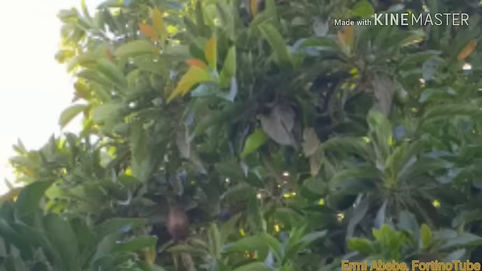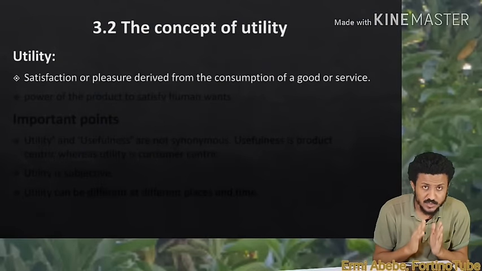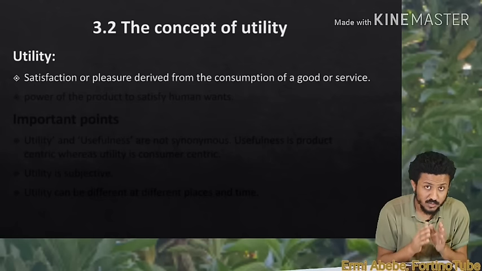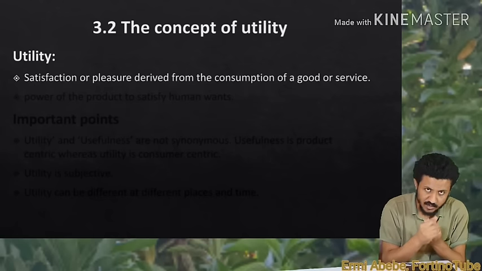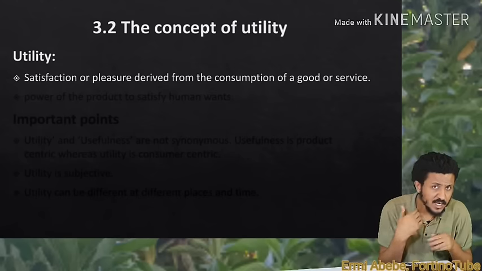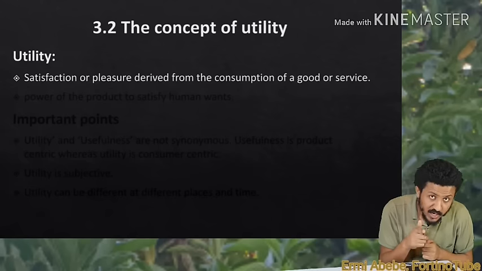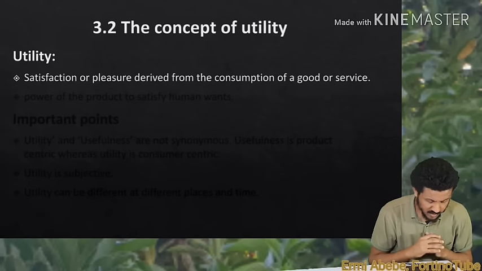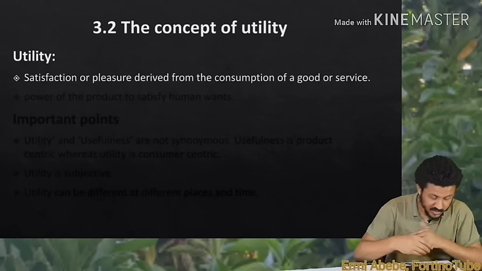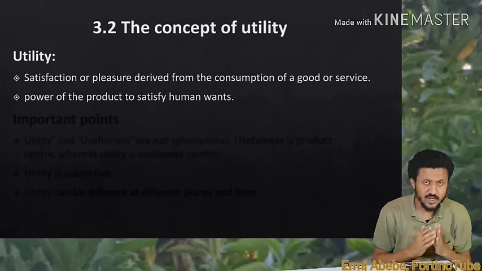Coming to the utility concept: utility is the satisfaction derived from the consumption of a good or service. A good is an output or product which is tangible, something you can touch. A service is also a kind of output, but it is intangible. For example, a taxi you use is a kind of service, while an item you buy at a shop is a kind of good. We saw this before in chapter 2, but this is just a reminder. In other words, utility is the power of a commodity to satisfy human wants.